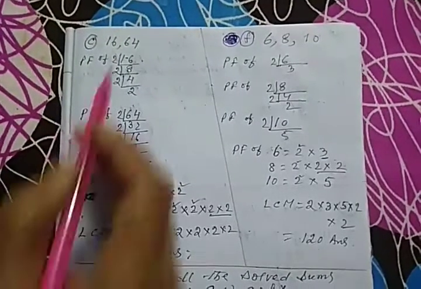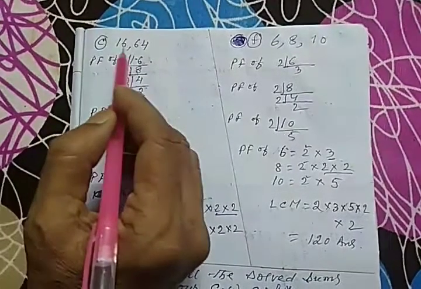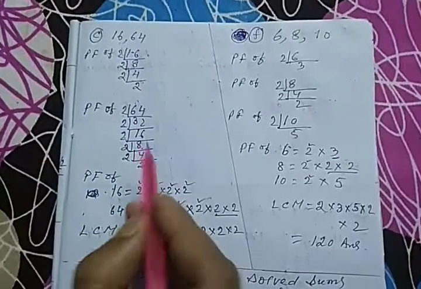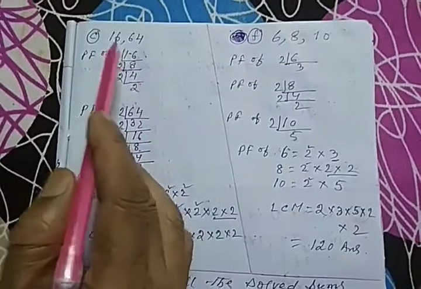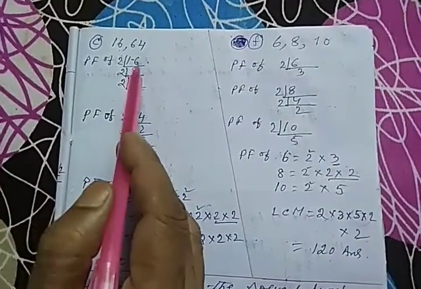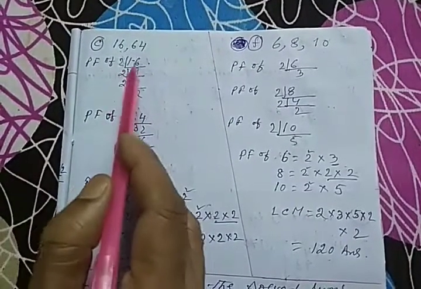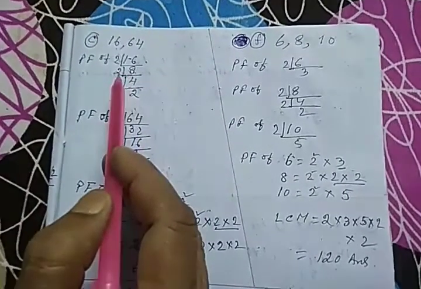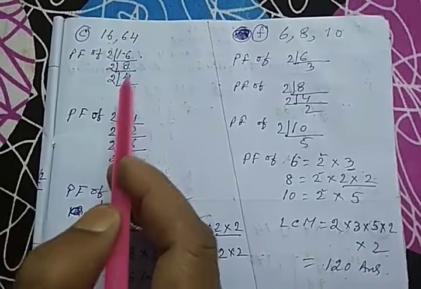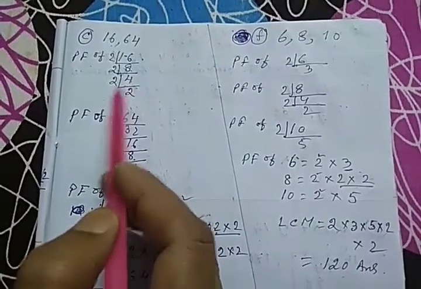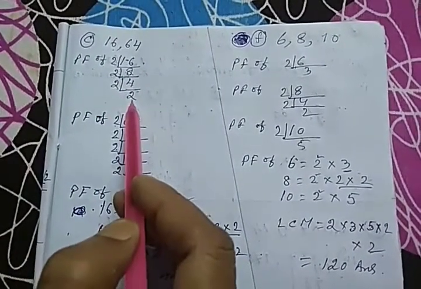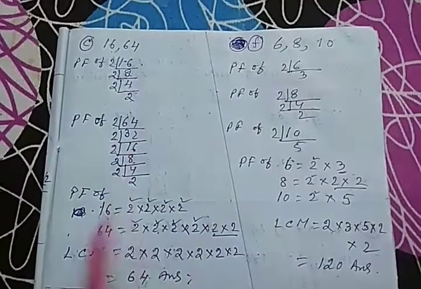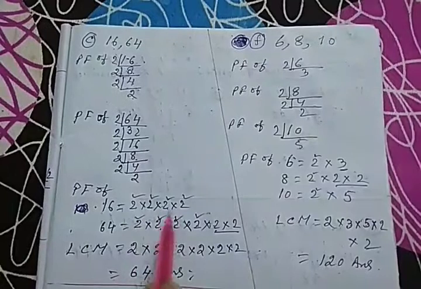Now, in part C, we see that two numbers are given, 16 and 64. We have to find the LCM of these two numbers by the prime factorization method. First, the prime factors of 16: 16 is divided by the prime number 2, and the quotient is 8. Again it is divided by 2, and the quotient is 4. Again it is divided by 2, and the quotient is 2. So the prime factorization of 16 is 2 into 2 into 2 into 2.